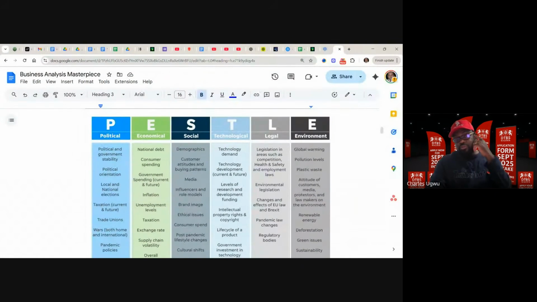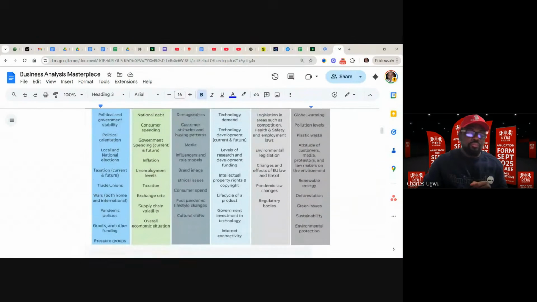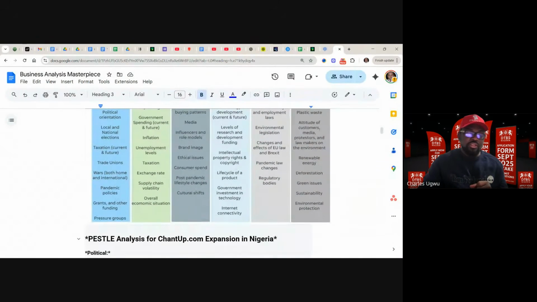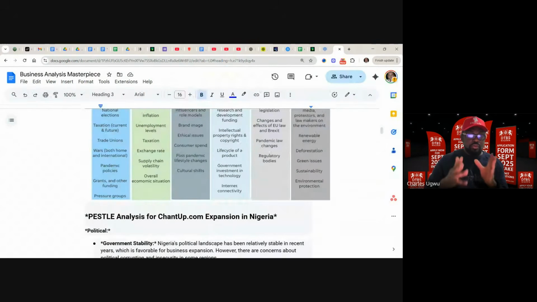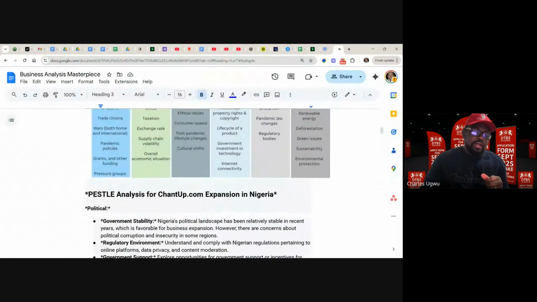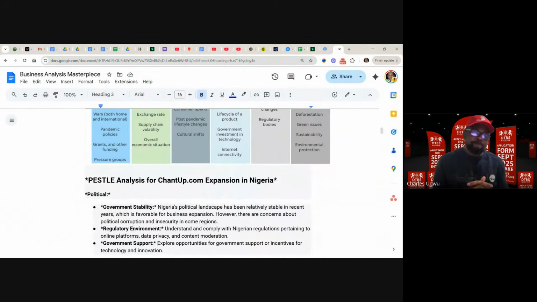When you are starting as a business analyst, this is not a deliverable. The stakeholders are not going to ask you to prepare a PESTLE analysis. Nobody is going to ask you for that, but this will help you to understand your environment and become a better business analyst when you start your work. So looking at this, for instance, if you want to apply it to your business, you see here under political.